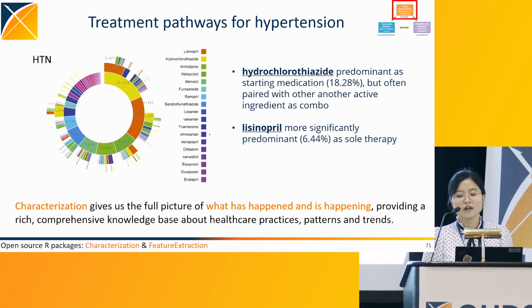So to summarize a little, characterization is about learning what's happening, what has happened. So it gives us the full picture about healthcare practices and patterns and trends throughout space and time. So what's really appealing about running a characterization study across the OHDSI network is that you not only get information about your local databases, but you have access to a global knowledge network that can give you information about the patterns and trends across geographical locations and across time as well.